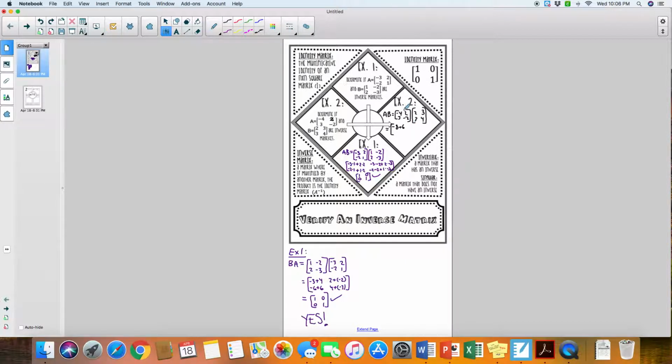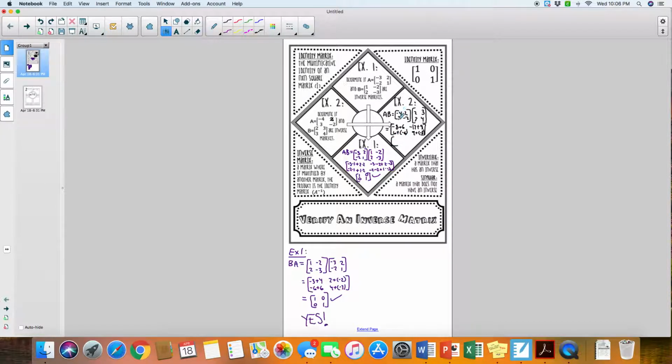All right, then I'm going to move to the next column. So -4 times 3, which is -12, plus 2 times 4, which is 8. 3 times 2, which is 6, plus -2 times 3, which is -6. And then I'm going to do 3 times 3, which is 9, plus -2 times 4, which is -8.